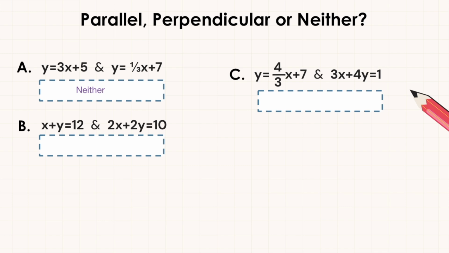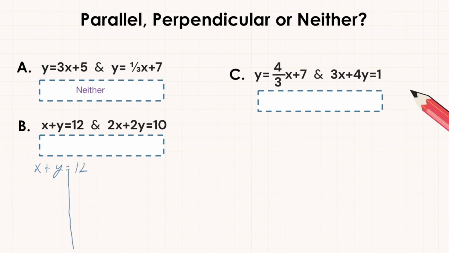In example B, we've got a little bit more of an issue because neither of our lines here is in slope-intercept form. So we have to first turn them into slope-intercept form so we can compare them before determining are they parallel, perpendicular, or neither. So we'll start with x plus y equals 12. We've got to get the y by itself. So we're going to write that out, x plus y equals 12.